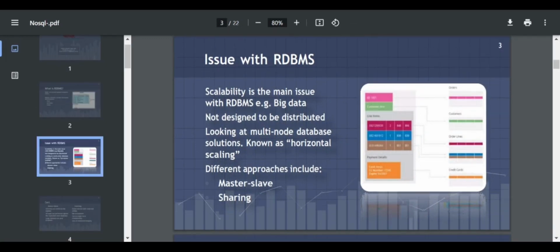Scalability: one of the primary challenges with RDBMS is scalability. Traditional RDBMS systems are not well suited for handling extremely large data sets, especially in the context of big data applications. Scaling them to accommodate growing data volumes can be challenging.